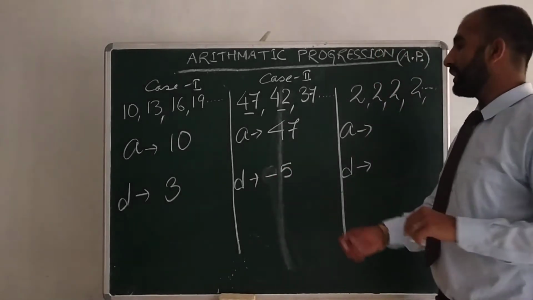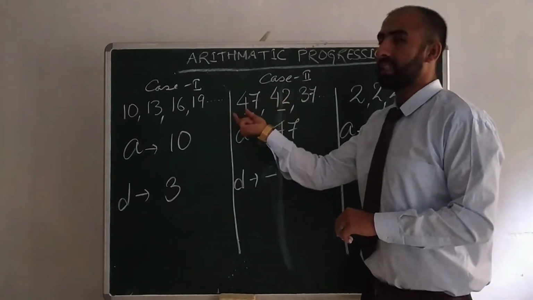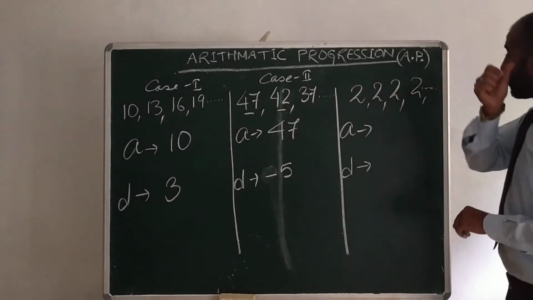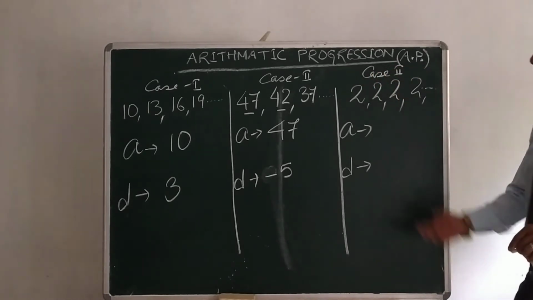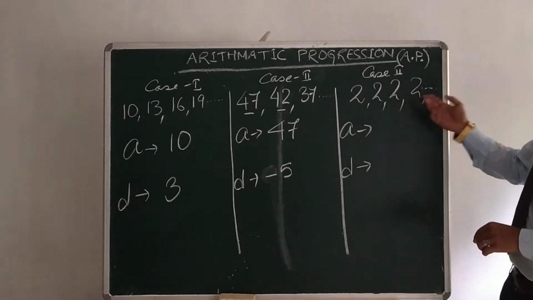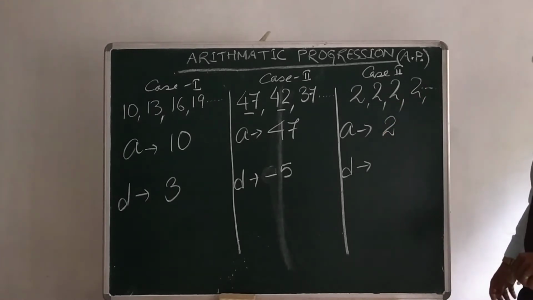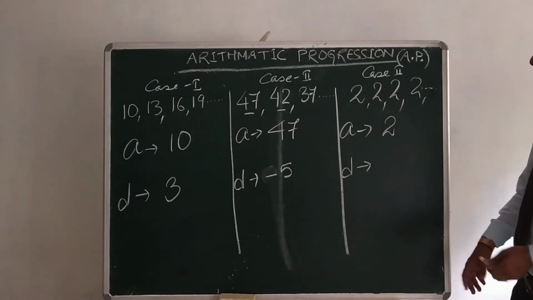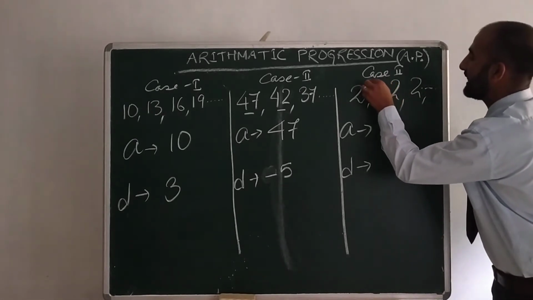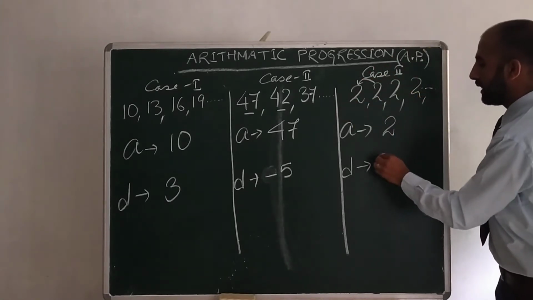So you need to avoid that mistake. Whenever you subtract, it is second term minus first term. Okay, let's go to the third case. In case 3, just see the terms are 2, 2, 2, 2, 2 and it goes on. That means the first term is 2 and the second term is also 2. So what will be the common difference? That is second term minus first term, that is 2 minus 2 is 0.